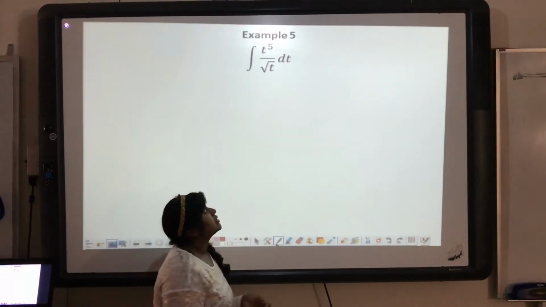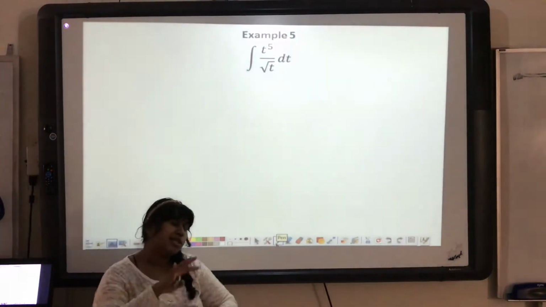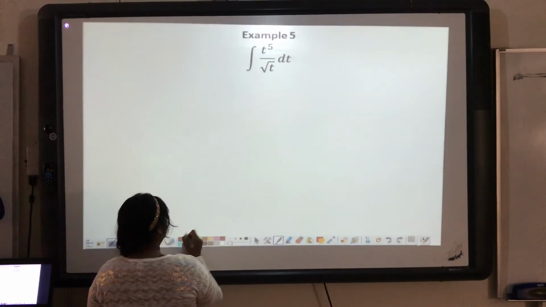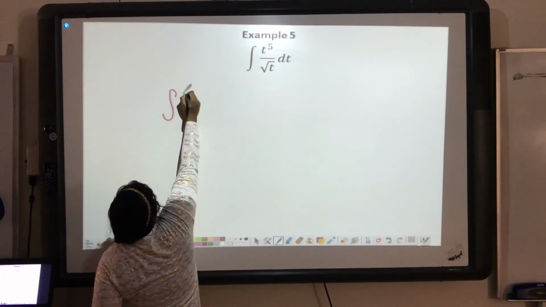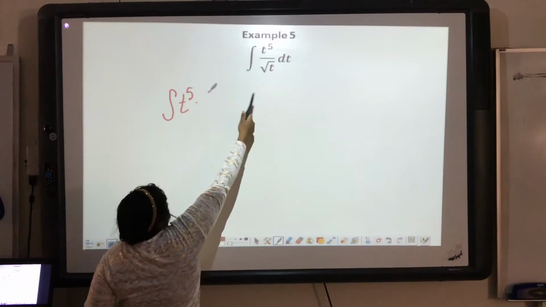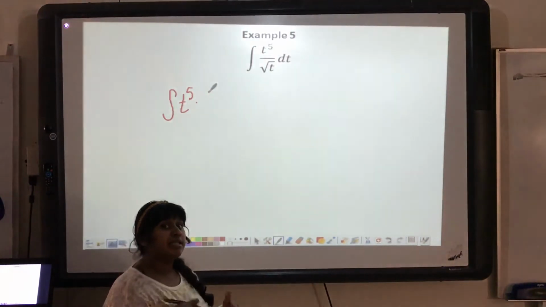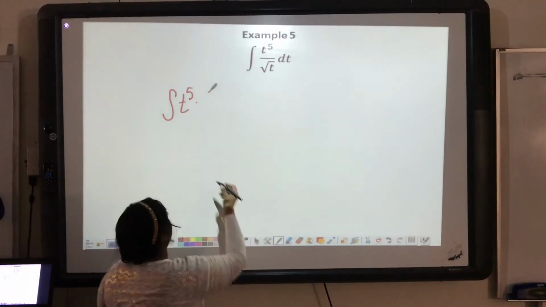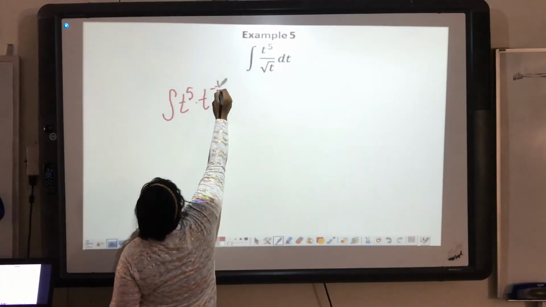All right, here's another problem where I got to do a little bit of algebra manipulation at the front. So we'll say that the integral now becomes t to the 5th times, so my square root of t on bottom becomes t to the 1/2. To bring it up top, I change my 1/2 to -1/2, so it becomes t to the -1/2.